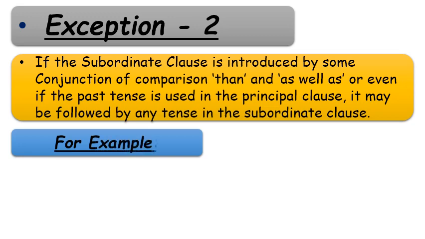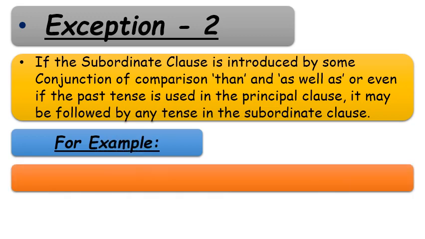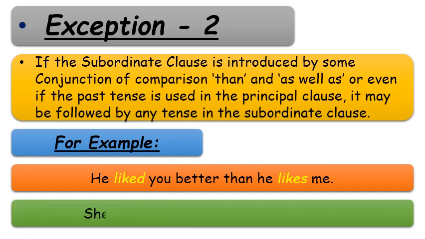To clarify it, let's see some examples. Number 1, he liked you better than he likes me. Number 2, she helped you as well as she helps me. So as we can see in both the sentences, the principal clause carries past tense and the subordinate clause is introduced by the conjunction "than" or "as well as". So that is why, as per the rule, we can use any tense. It will depend upon the situation which tense can be used.